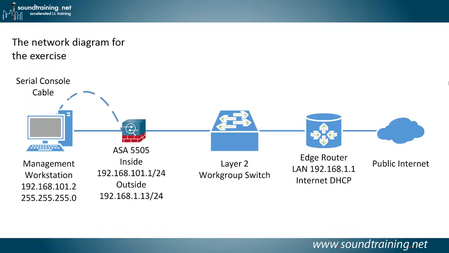Here's the network diagram for the exercise. You're going to need a management workstation at 192.168.101.2 connected via both Ethernet and serial console cable to an ASA. The one I'm using is a 5505, but you can use any ASA for this. It needs to be configured with the inside and outside addresses as you see in the diagram, and then you'll also need a connection to the public internet as well.